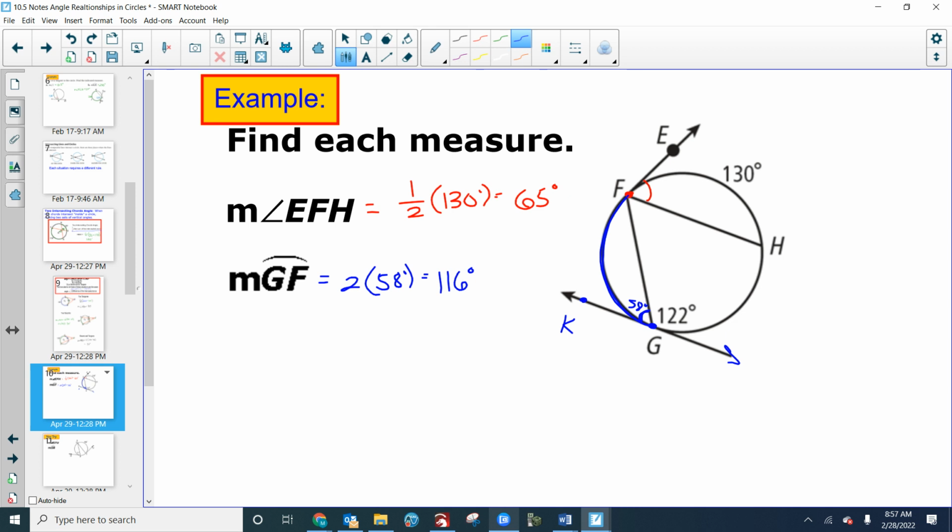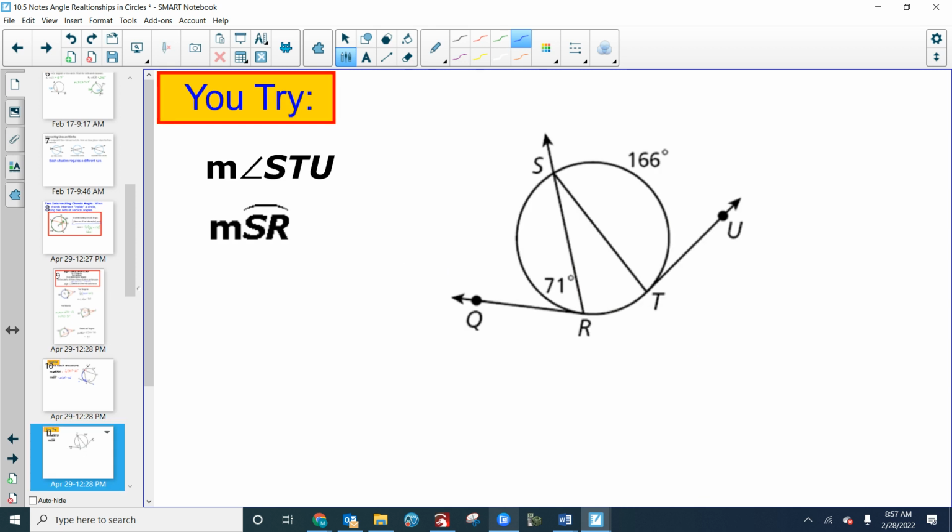Make sure you guys are practicing labeling degrees. 116 degrees. You see how to do that one? They're like little puzzles. You got to kind of work your way around with what you know. I think it's time for you guys to try. I think it might be a good one to draw on your own.